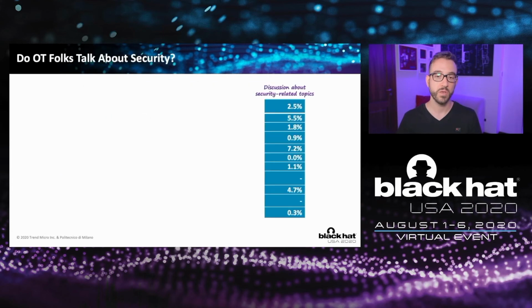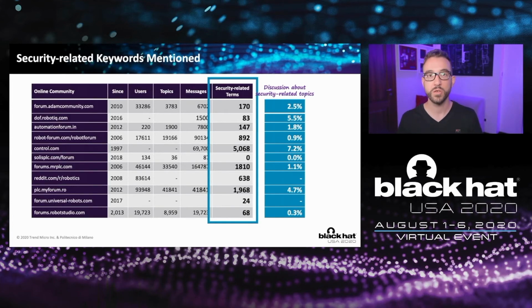We also wanted to understand how much security awareness there is in these communities. The percentages that you see on the right-hand side of the screen indicate the fraction of conversations going on in the major online communities for industrial automation engineers, which contain security-related terms. We searched about 12 of the most active forums looking for conversations containing keywords such as hack, security, vulnerability, fixes, patches, and stuff like that. And we found that only a minority of the conversations are about security. In some cases, there is even almost nothing about security in the forum.